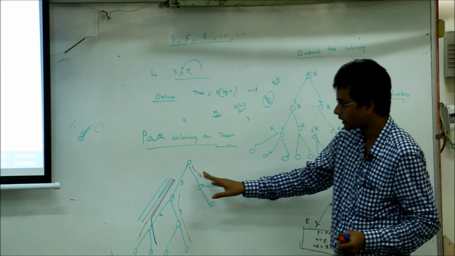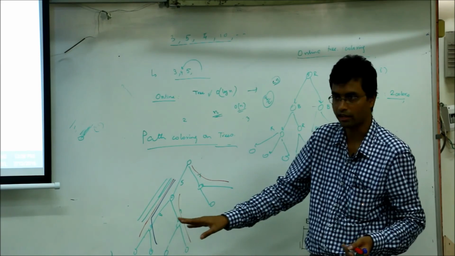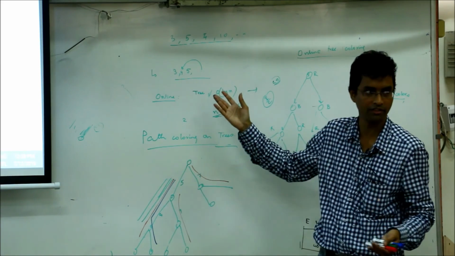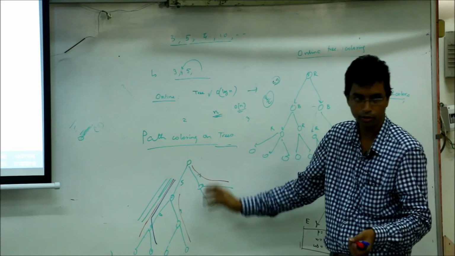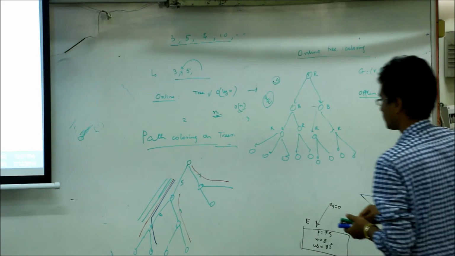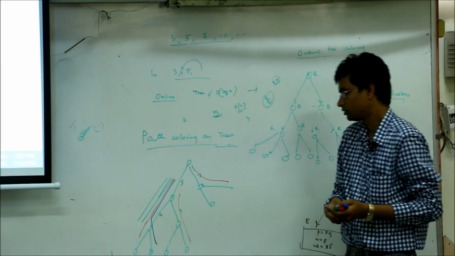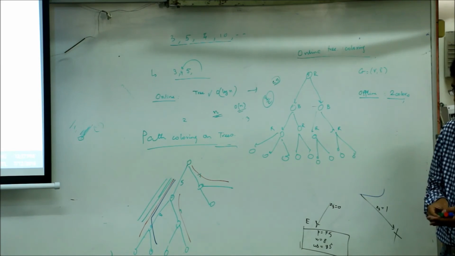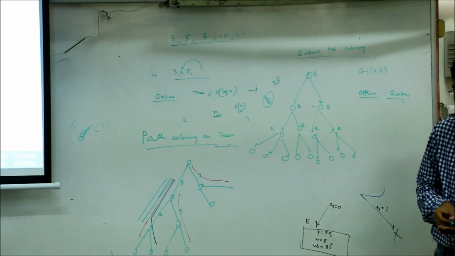Yes, if the capacities are uniform, if the capacities across all edges are the same, then there is a solution which has a constant competitive ratio. But if it is different, then we do not know what the result is. And you compare it with the offline best, yes. So do we have an algorithm?